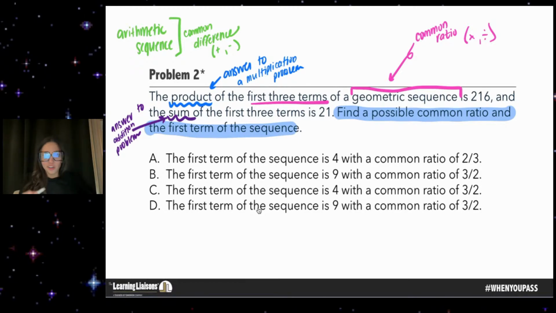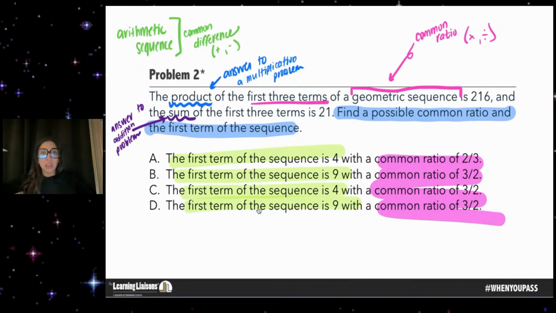Well, look at your answer choices, y'all. They give you the first term and they give you the ratio. So I can just sit and plunk, plunk, plunk and see if it equals 216, plunk, plunk, plunk and see if it equals 21, rather than sitting here trying to figure out what kind of formula I am going to use. Don't get stuck on that.